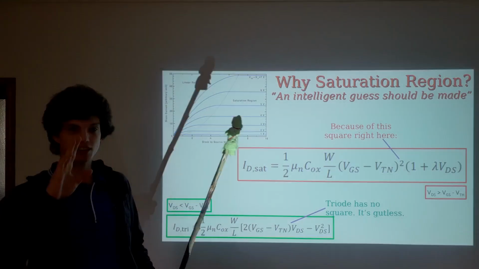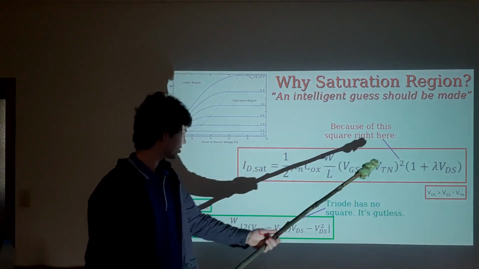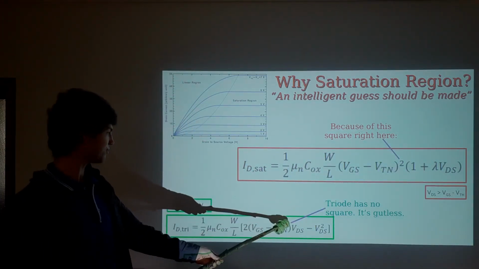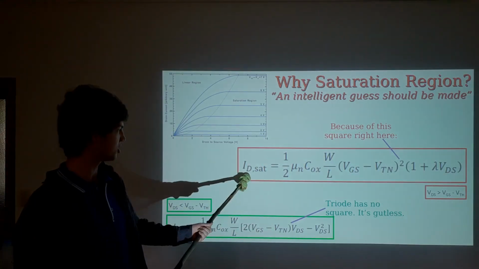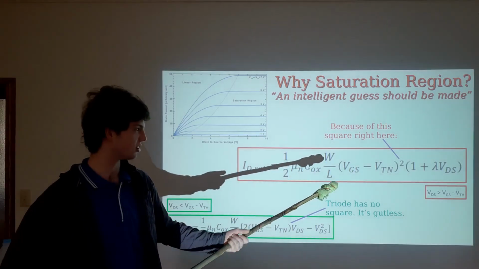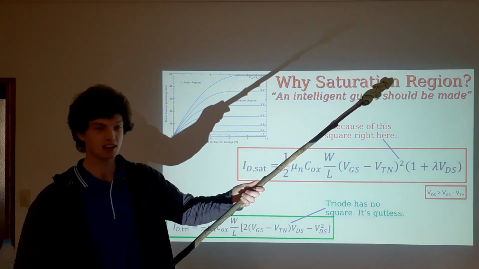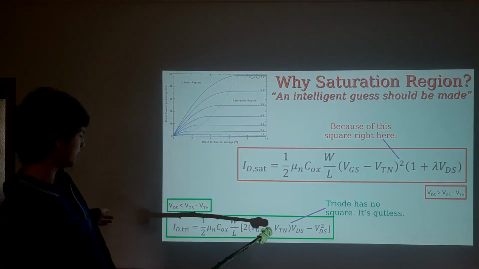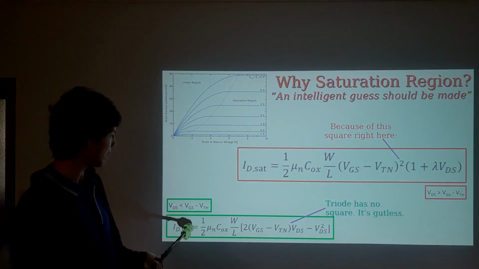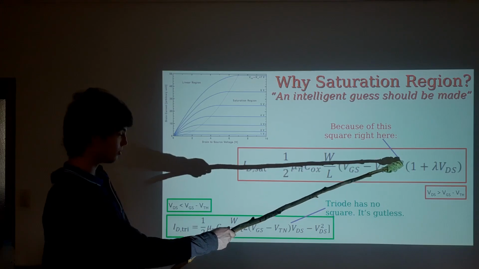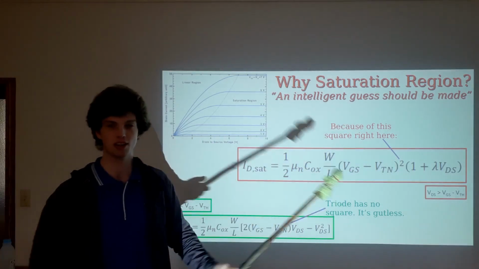The reason we like to use saturation region is because of this square here. The triode region equation doesn't have that square, but this square means that we get a quadratic change in the saturation current as a function of the gate voltage. So we're actually squaring it, which is a lot more powerful than this just linear relation, hence why they call it a linear triode region. It's a lot more powerful than that, because we have that square, and that square allows us to do amplification.